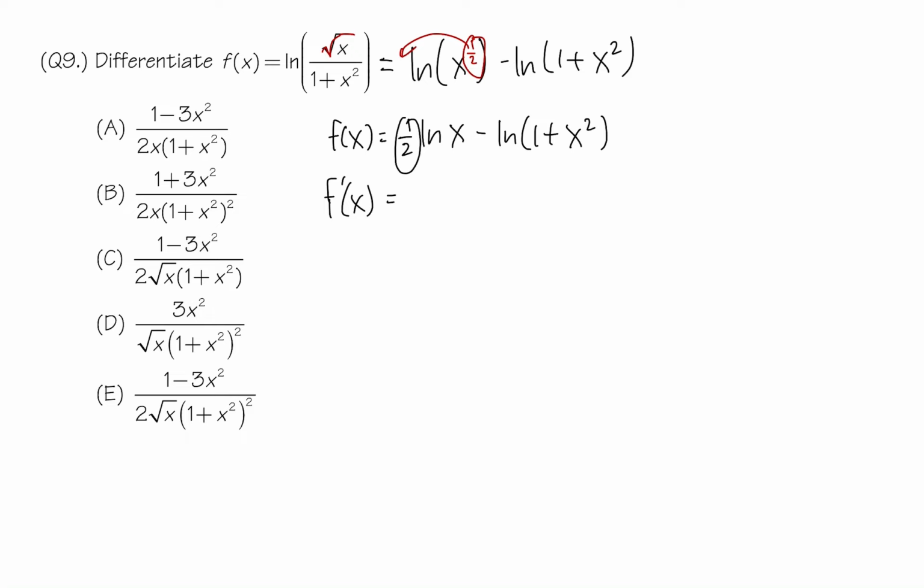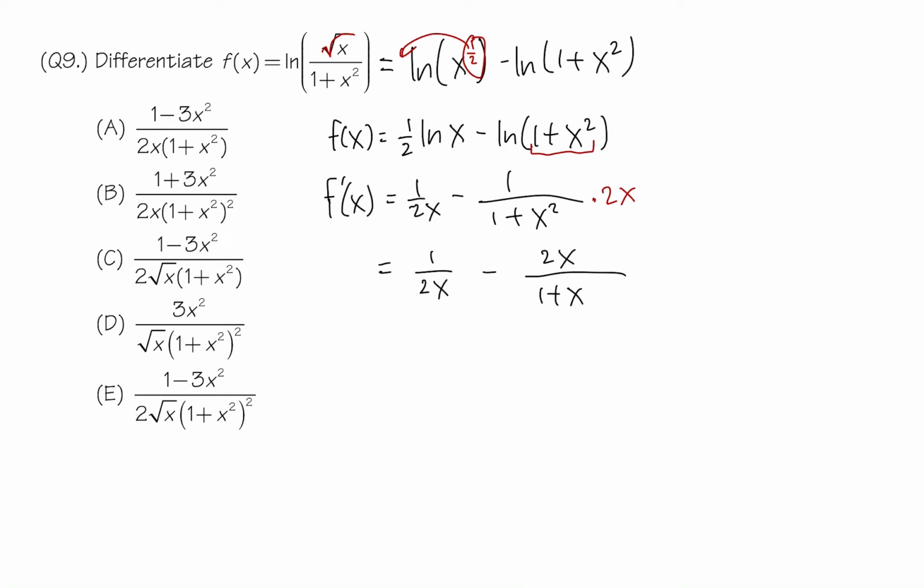1/2 is just a constant multiple, so we keep it. And then multiply by the derivative of ln x, which is just 1/x. So I can just put the x down right here. So 1/2x, done. Minus the derivative of ln, which is just 1/whatever the inside is, which is 1 plus x squared. But don't forget the chain rule. Multiply by the derivative inside, which means we have to multiply by 2x. So it looks like our f prime is 1/2x minus 2x over 1 plus x squared.